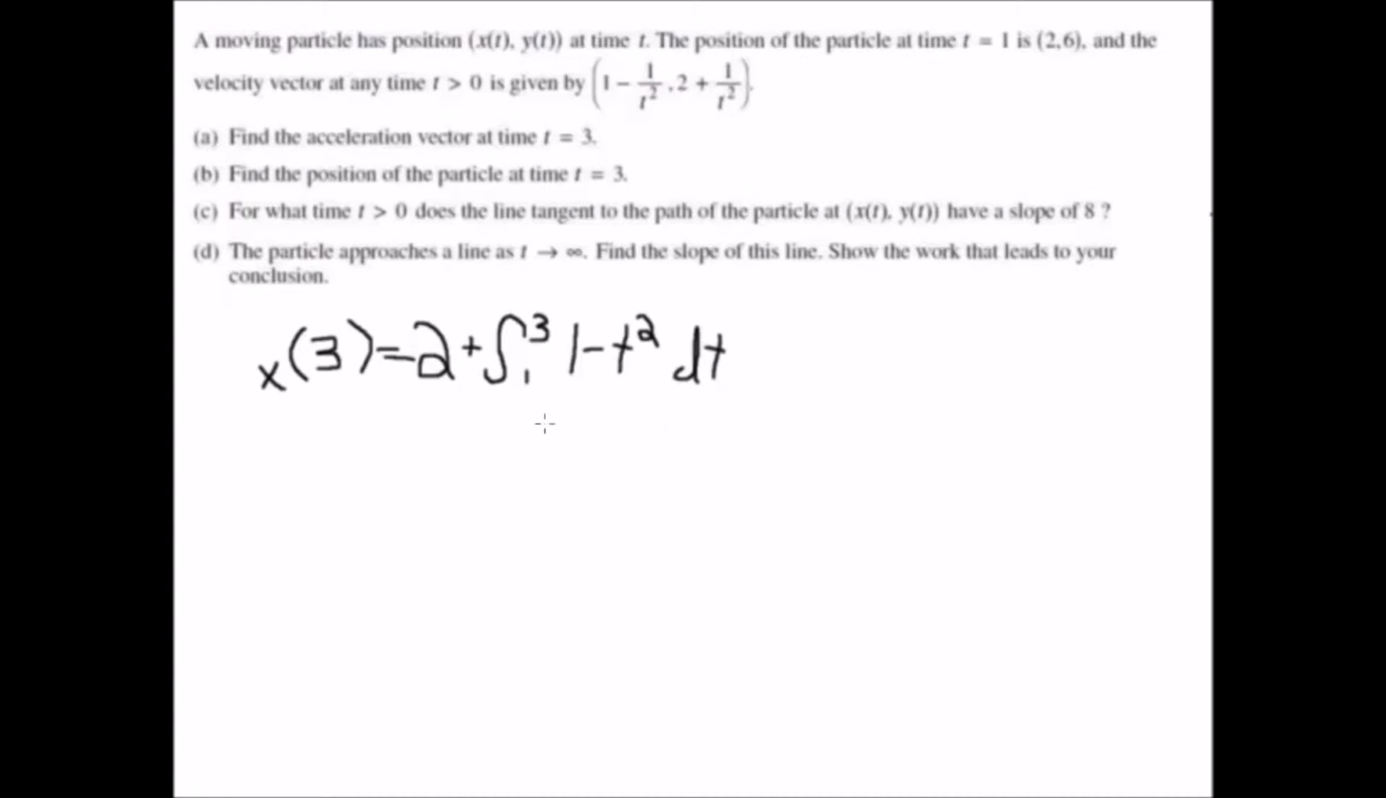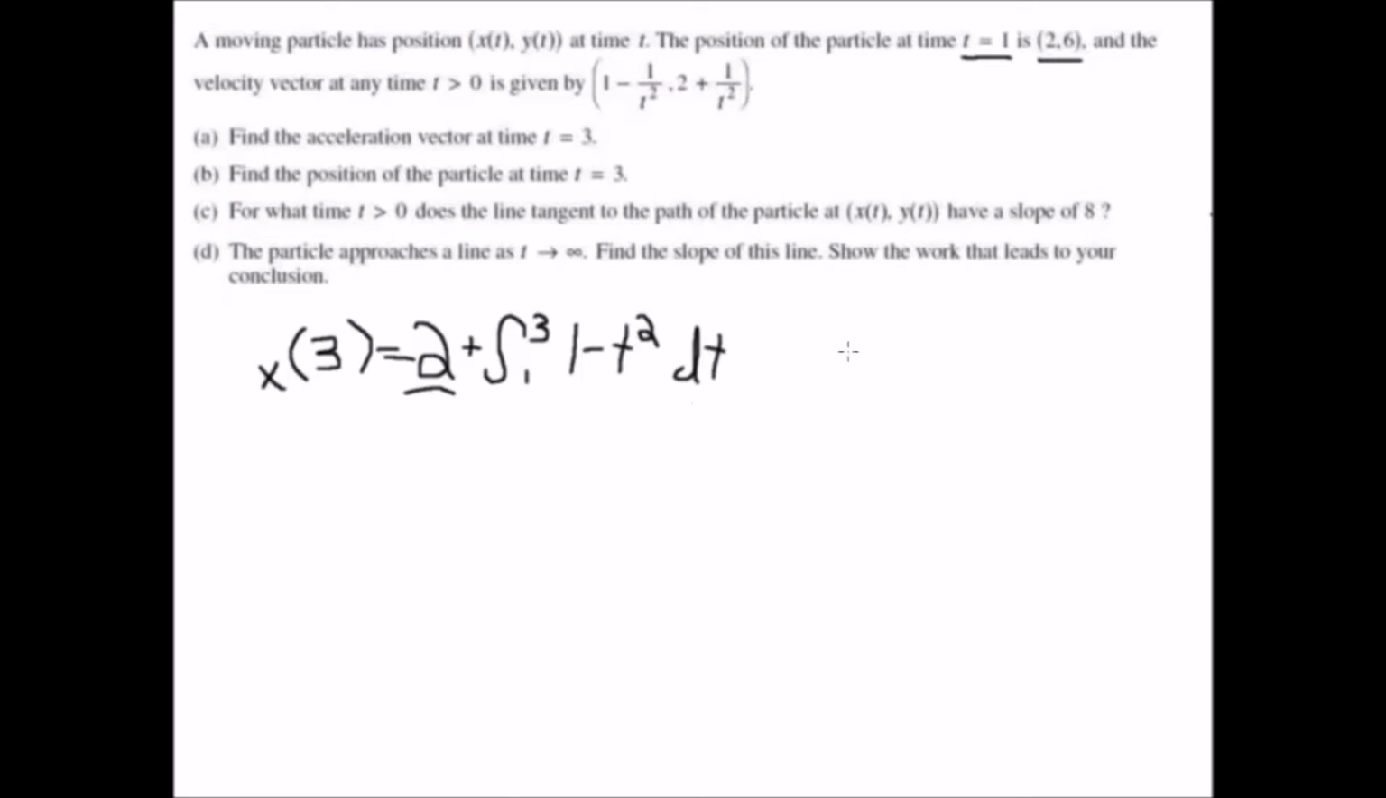The reason we're going from 1 to 3 is because we're given that t equals 1 is (2, 6). So this 2 is our starting x coordinate, and then we know its velocity from t equals 1 to t equals 3.